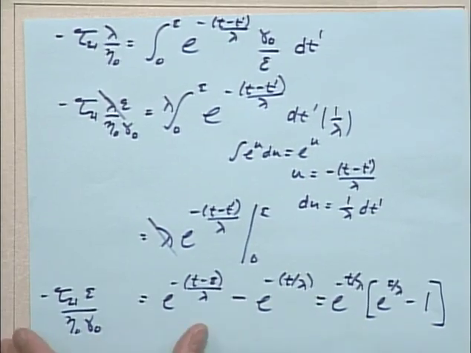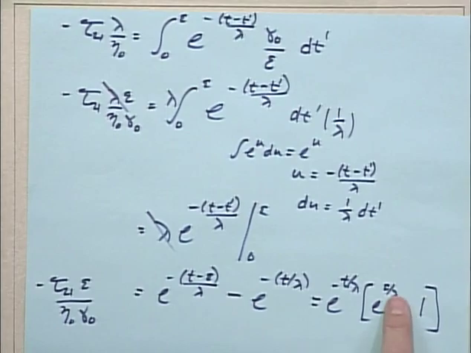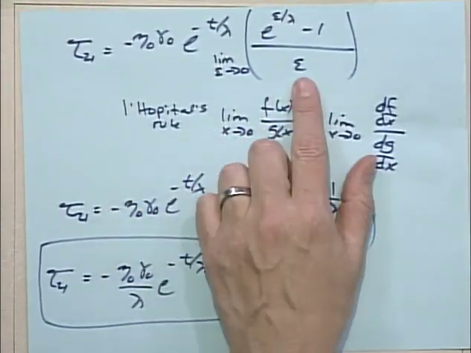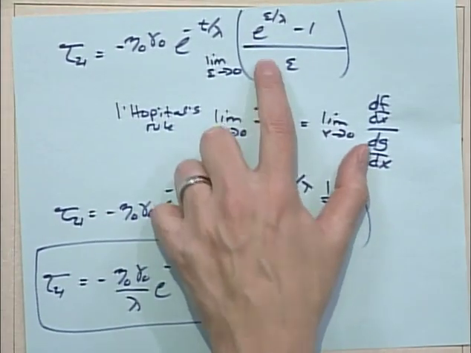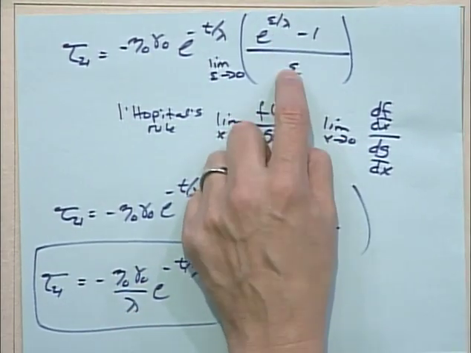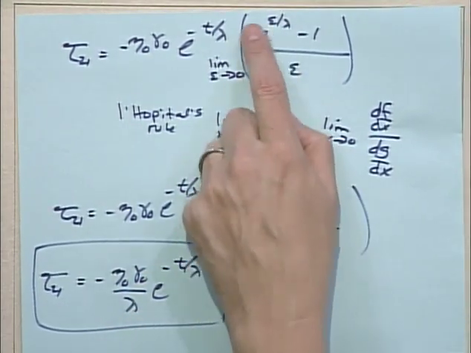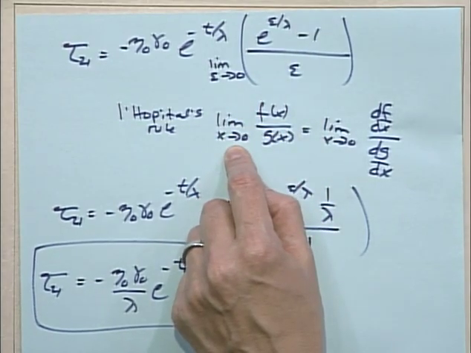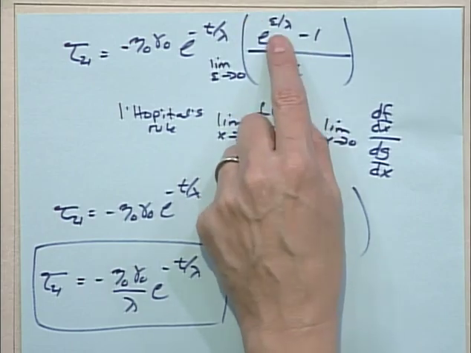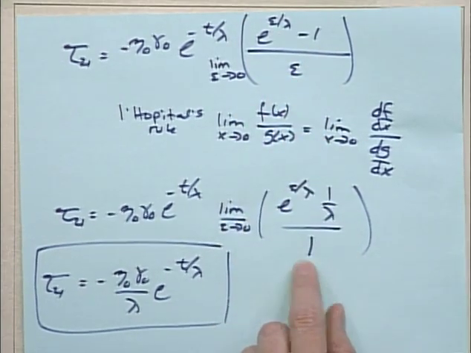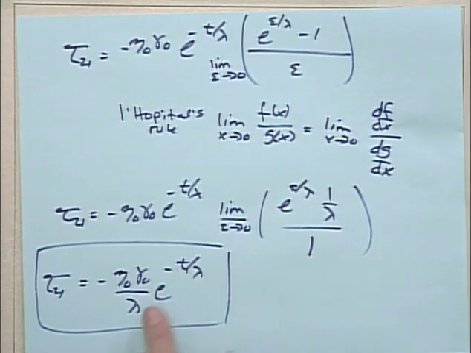Found the final answer, and again I have epsilon in 2 places still. So I carry them over here and I take my limit. Turns out I need to use L'Hopital's rule, which says that when you have 0 over 0, you can take the derivative of the numerator with respect to the thing that approaches 0. So the derivative of the numerator with respect to epsilon over the derivative of the denominator with respect to epsilon, and then take the limit again. And it all comes out.